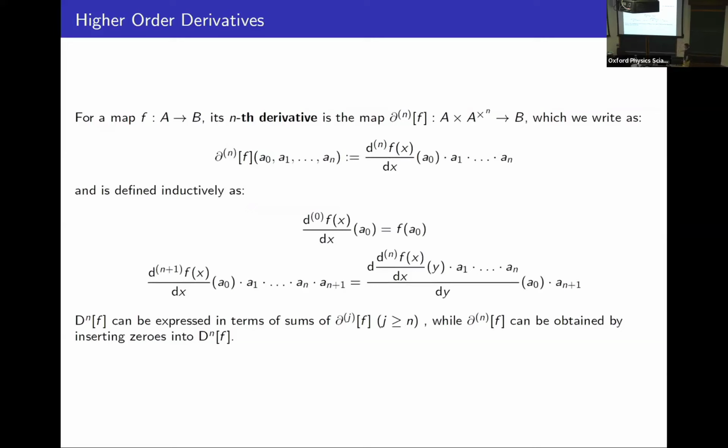So here's how you define it inductively. We say that the nth derivative of a map f is the map of type a times a to the n to b, which I'll write using this notation. The way you think about this is that the first argument is the point argument, and the other ones are going to be the n vector arguments in your input. And you define this inductively as follows. The 0 order derivative is just f. And then the n plus 1 higher order derivative is the derivative in the first argument of the nth order derivative.